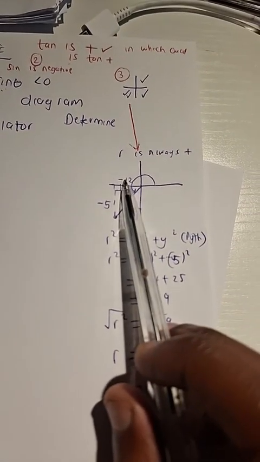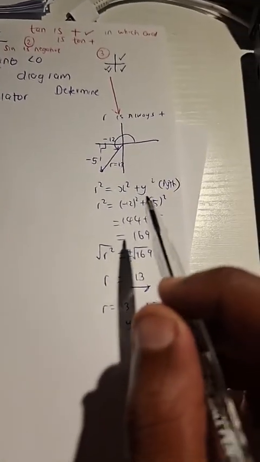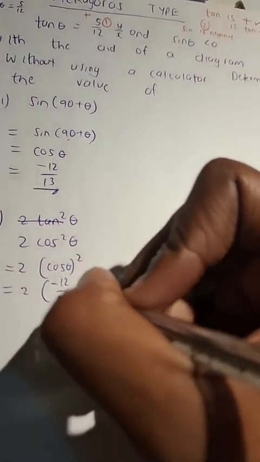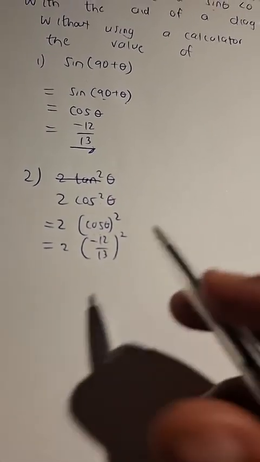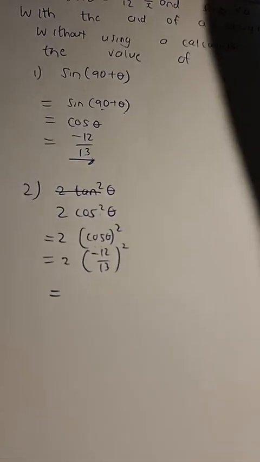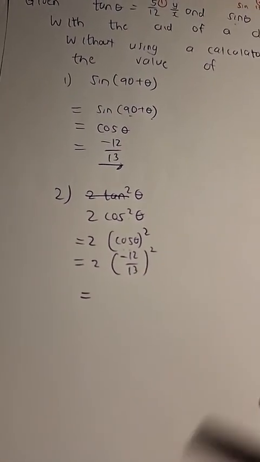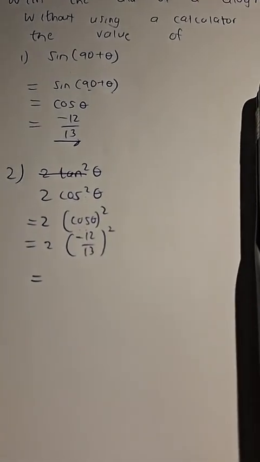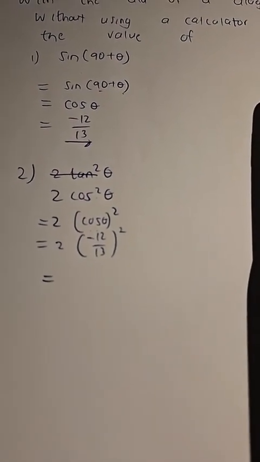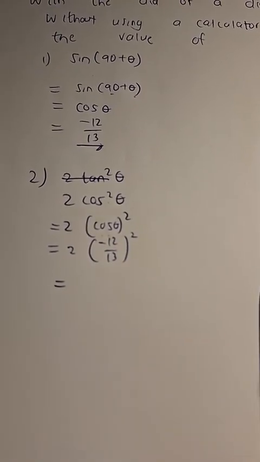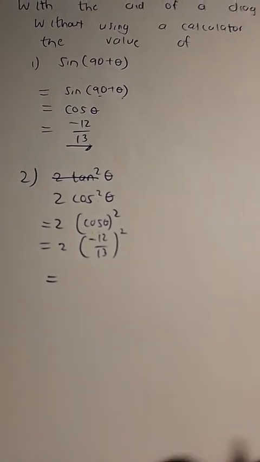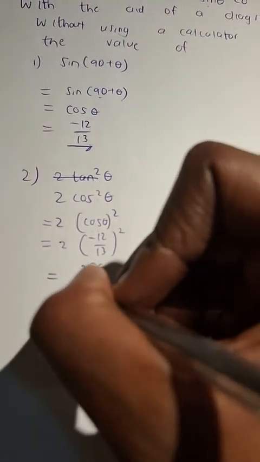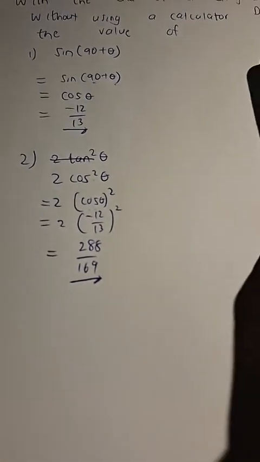So what's cos according to our definition here? Cos is adjacent over hypotenuse. In other words, cos is negative 12 over 13. Don't forget the squared. We apply the square and we get our answer. So 2 times 144 over 169 gives us 288 over 169.